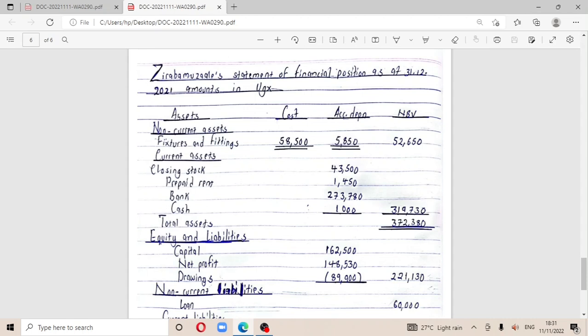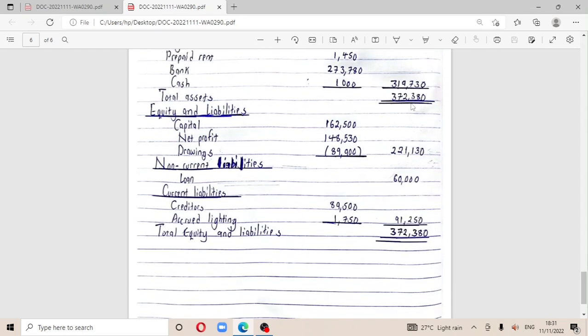So you add them, and then you get your total assets. Automatically, this figure should be equal to the total equity and liabilities. If it's not the same, that means you have to check somewhere. You would have made an error, but these two must balance. So you go to your capital, you had net profit, you had drawings of this amount, get that. You had a loan of 60, and then you had current liabilities, whereby you had creditors of this amount, accrued lighting. After adjusting, you got this amount.